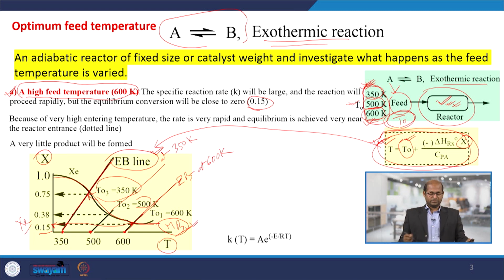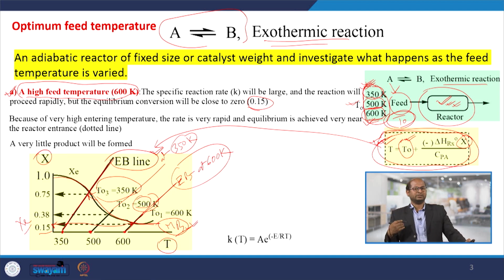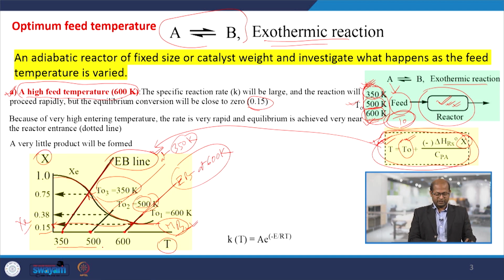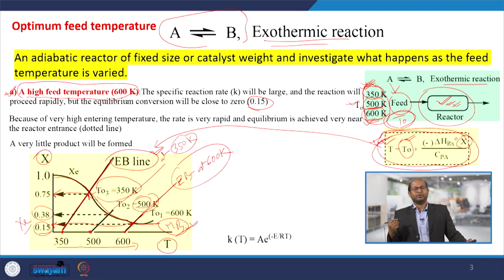So, accordingly, it has been observed that at feed inlet temperatures of 600, 350 or 500 Kelvin, there are three different energy balance lines. If we increase the feed temperature, the energy balance lines shift from left to right. When it was 350, the equilibrium conversion was high; at 500 it was close to 38% equilibrium conversion; and at a feed temperature of 600 Kelvin, the equilibrium conversion is 0.15.